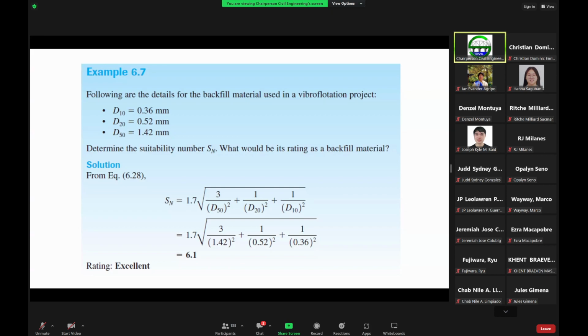So from the formula, the suitability number S sub n is given by this formula here. You just simply substitute these values, which you can derive from the grain size distribution curve, which we discussed before. Just substitute it here. That gives you a suitability number of 6.1. If you recall the table earlier, 0 to 10 gives you an excellent rating. That means this material can be well compacted with your vibro compactor equipment or your vibro flotation equipment.